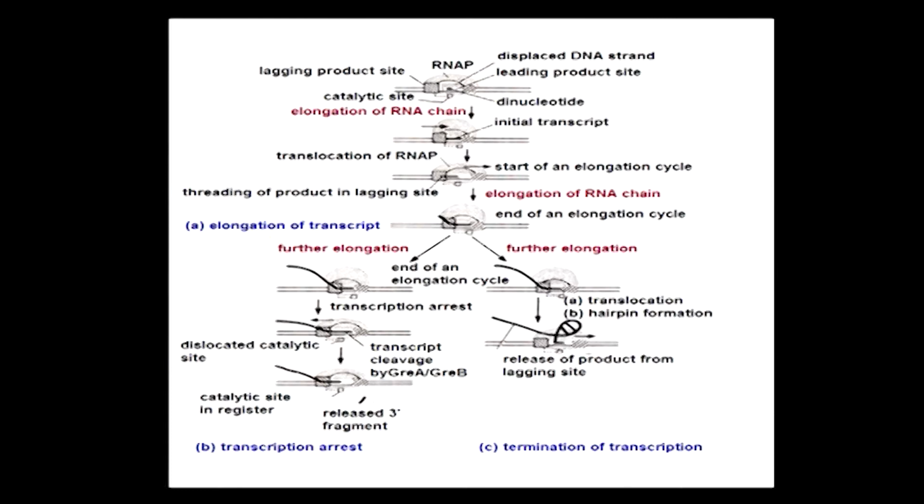RNAP translocates forward by about 10 nucleotides when the leading site is full, so that the leading site is emptied again, thus permitting the next cycle of elongation. Stability to the elongation complex is provided by the interaction of RNA with the lagging site of RNAP. The Inchworm model is based on experimental evidences.